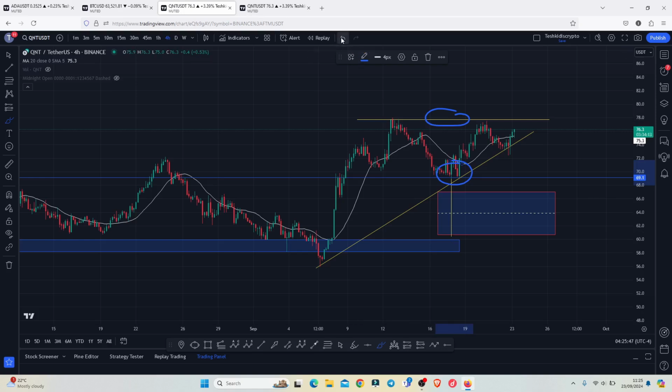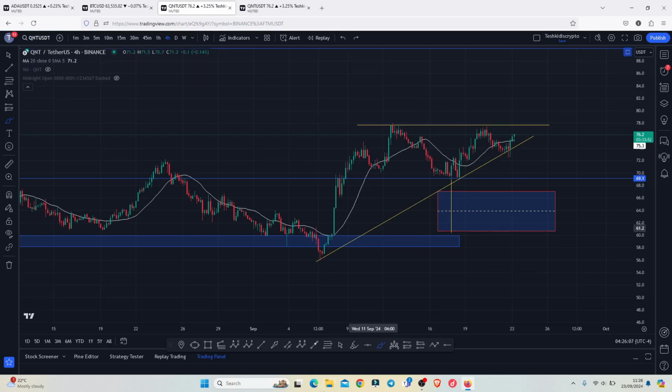And for that to happen, then I will be watching for a break to the lower side of this ascending trend line that I have here on the charts, and also a break to the lower side of the key area of support above the $69.1. The moment we lose that key area of support, then I will be watching for further breakdown moves.